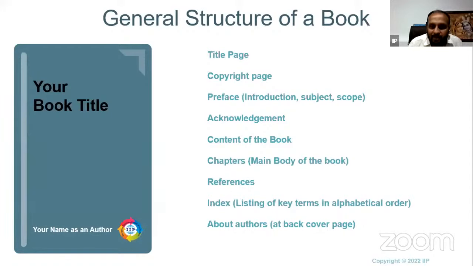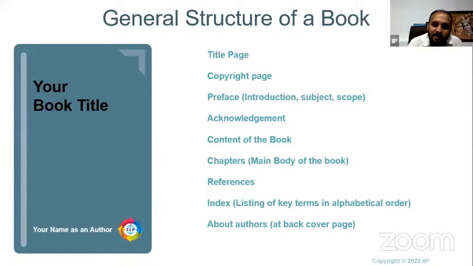And then chapters. The chapters are the main body of the book where professional formatting, editing, and design is required. That will be done by the publisher end. This is the main body of the book where professional formatting, editing, and designing of images and tables is required as per the publication standard. Next is followed by references. I will tell in coming slides what exactly the references are.